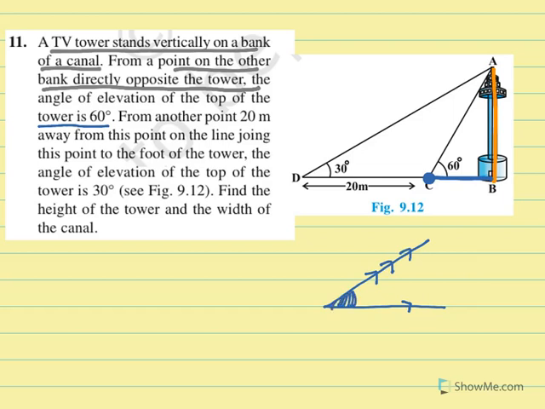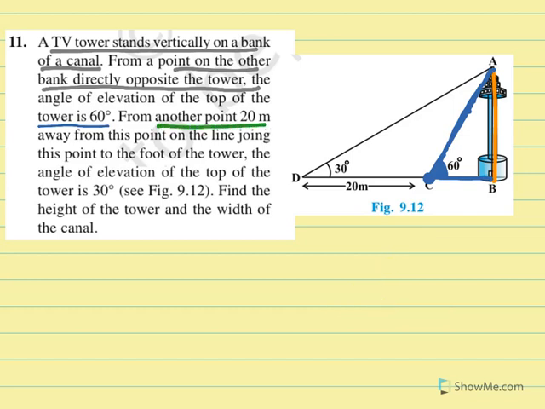So let's mark here. Now which is the horizontal here? Here, this is the horizontal, right? And here is your line of sight. This is the line of sight, looking at the top of the TV tower. And the angle between the line of sight and the horizontal is 60.